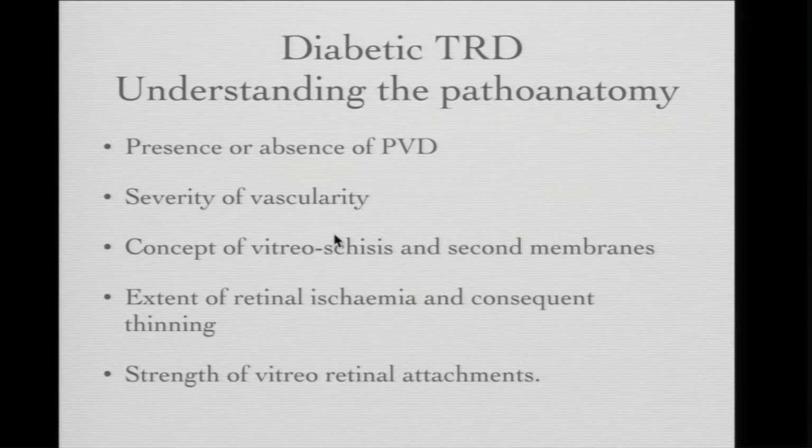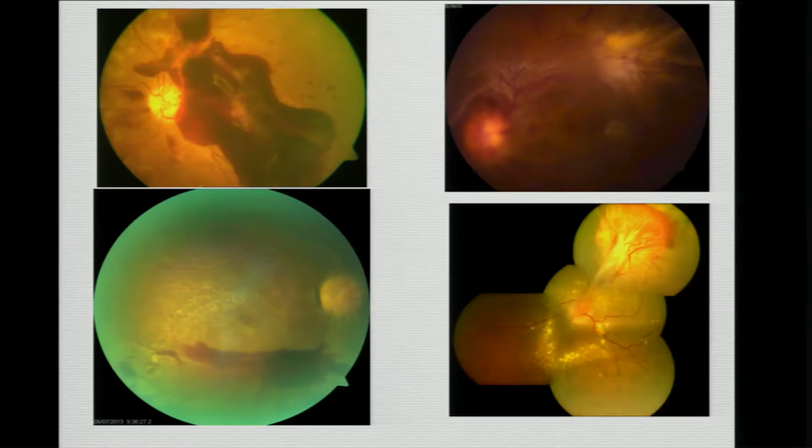Then the severity of vascularity, and one should understand the concept of vitreoschisis, wherein the vitreous is split into multiple layers, and each layer can be fibrotic. So it's not that there's just one membrane and one PVD. There can be multiple membranes, and each would need to be addressed in your surgery. The extent of retinal ischemia and the consequent thinning is what dictates how much traction the retina can withstand when you do the dissection. And the strength of the vitreoretinal attachment, that is the ease with which the membrane can be removed. Is it peeling or is it cutting that is required?